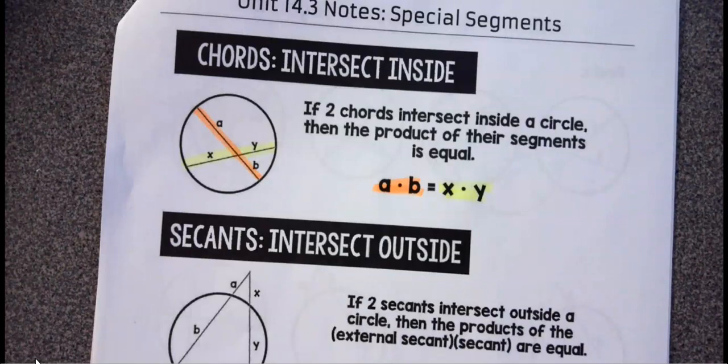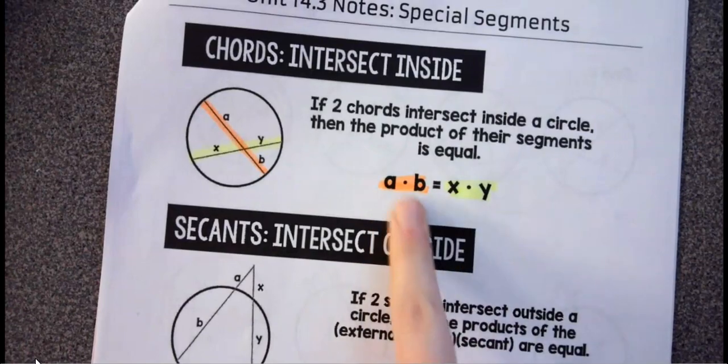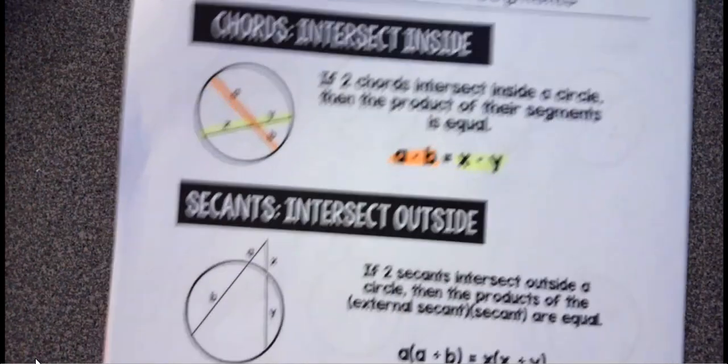So the thing you need to be able to do is identify these, because on the test, it's not going to say these are chords. It'll just be a picture that looks like that, and you'll have to know to use that formula when the picture looks like that.